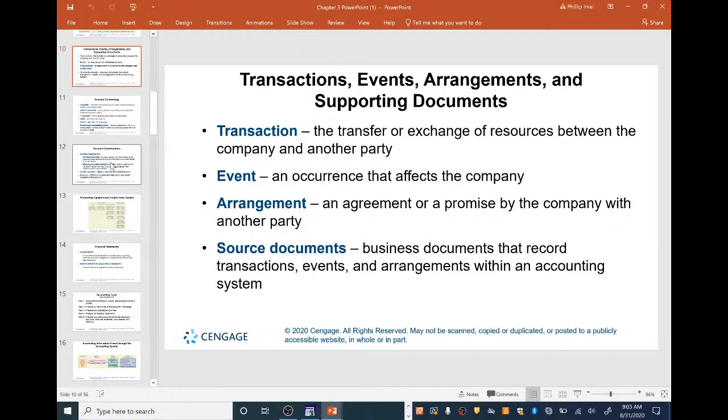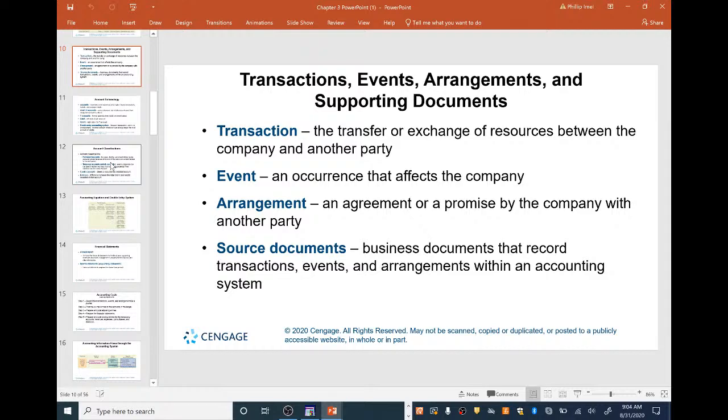What about an arrangement? This is going to be an agreement or a promise by the company with another party. So maybe we have a supplier and we have an arrangement where we guarantee them that every month we're going to purchase 100 units of whatever goods they're producing for us. So that's an arrangement. We've just arranged with that company, so we can account for it and prepare for it a little bit based upon that arrangement.